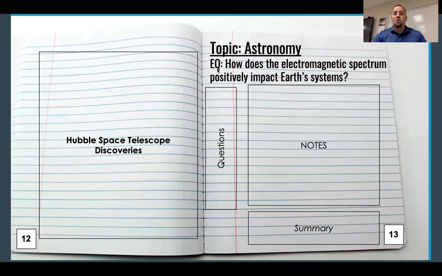All right, so our topic today is just going to be astronomy. Our essential question is, how does the electromagnetic spectrum positively impact Earth's systems? So if you're following along, this will go on page 12 and 13. Your topic and essential question will go on page 13. And let's get started.